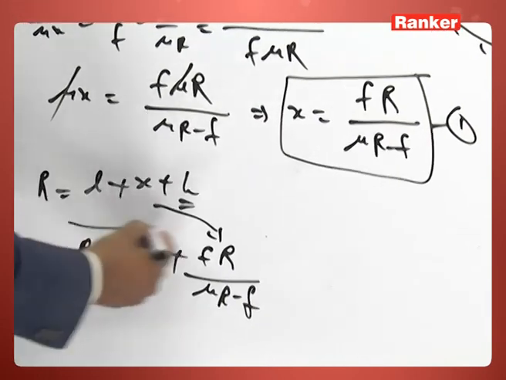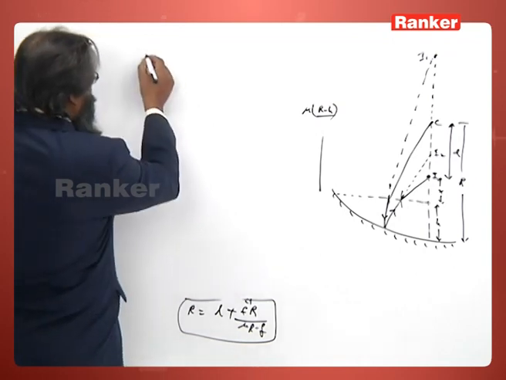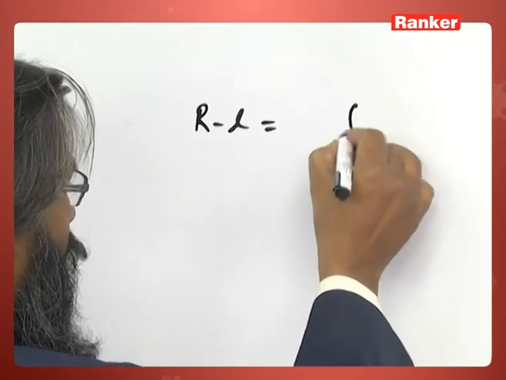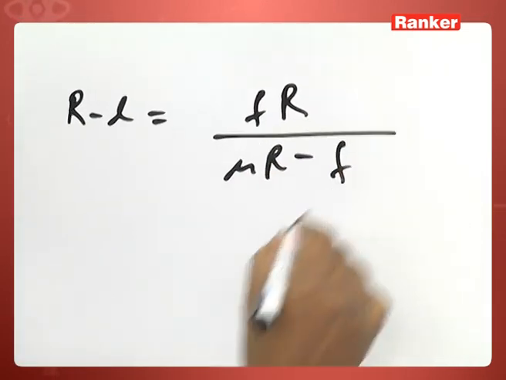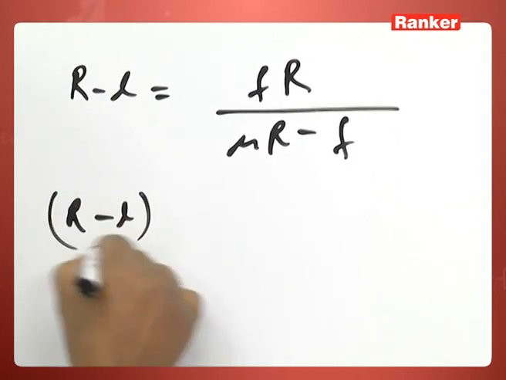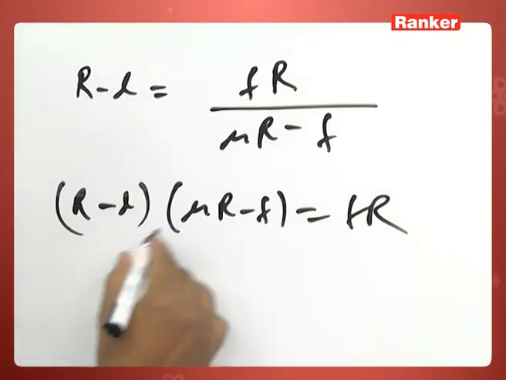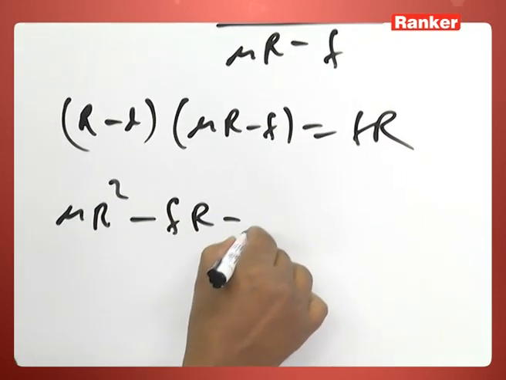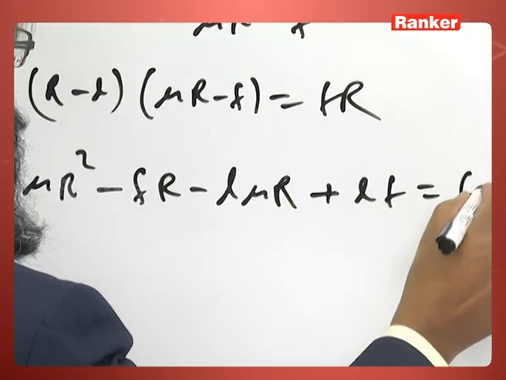Now let us simplify this term. Please take this down. So we have r minus L, bringing this L across, is equal to f r by (mu r minus f). So (r minus L) into (mu r minus f) is equal to f r. So mu r squared minus f r minus L mu r plus L f is equal to f r.